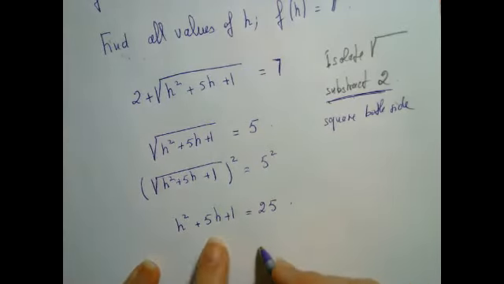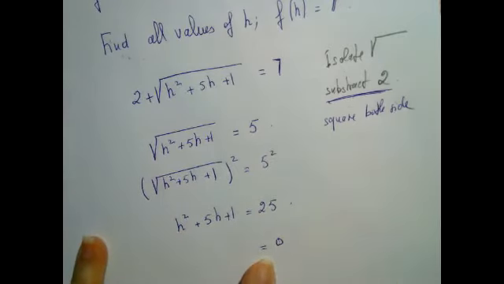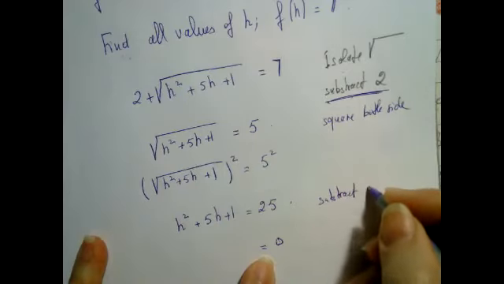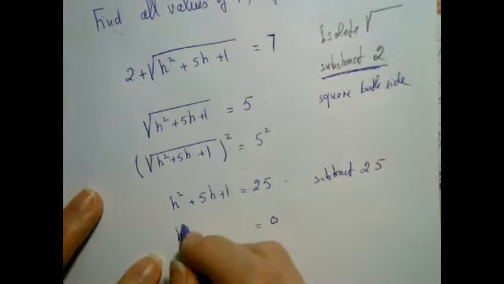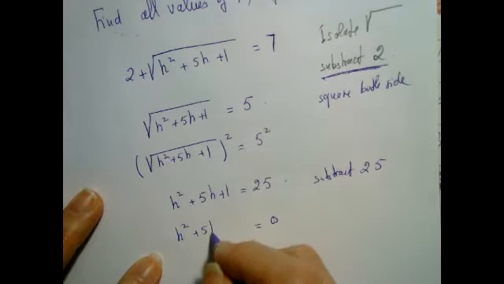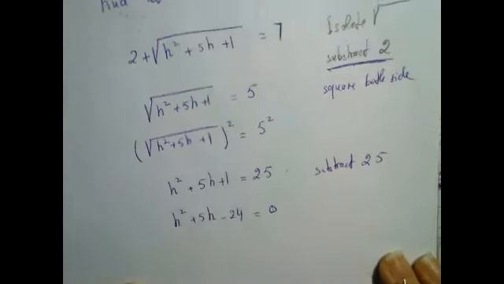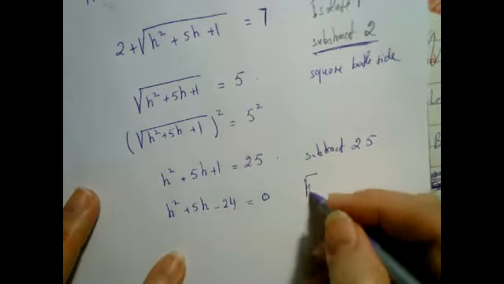And now again, because I have h squared, I have to make one side totally 0. So I subtract 25. And then this would give me minus 24. And now the magic way is the factoring.